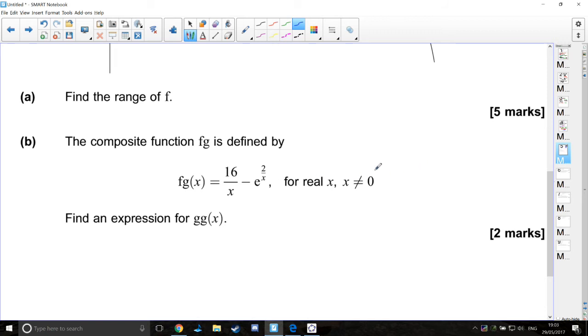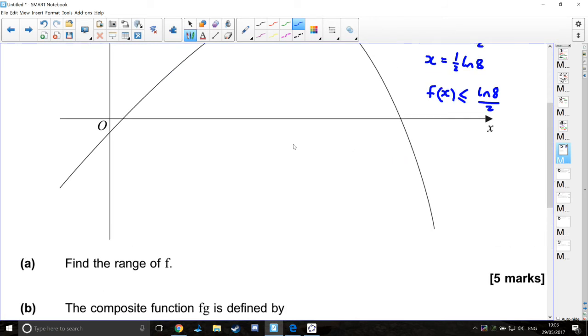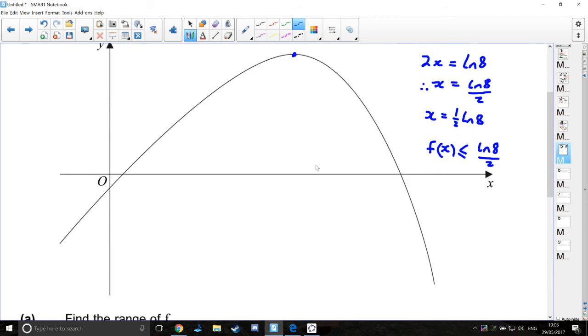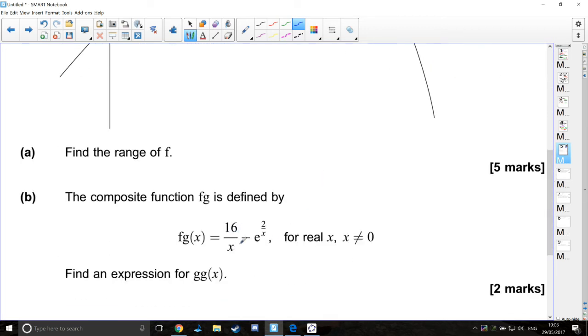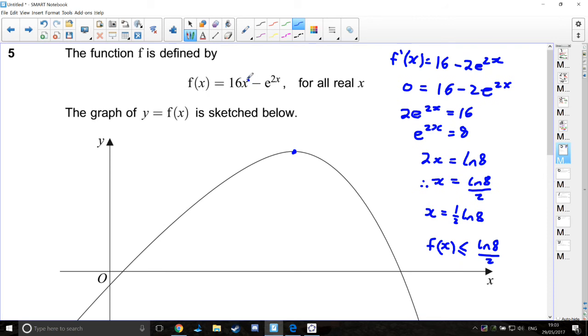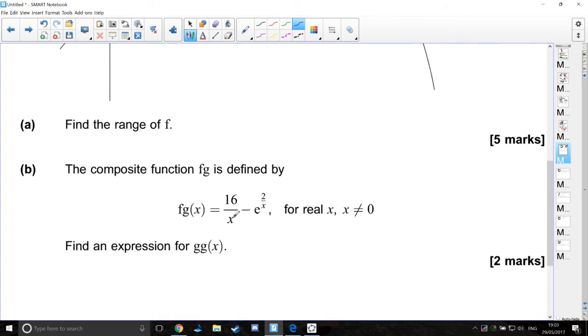Okay, so first what I'm going to do is look at this and look at the original function, because this is really weird. We've gone from 16x minus e to the 2x to 16 over x minus e to the 2 over x. So what I want to know is, what could I put here and here to get it divided by x instead?